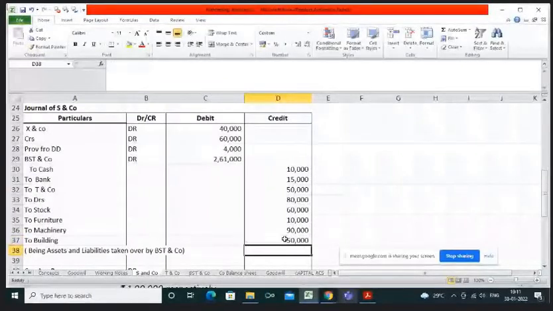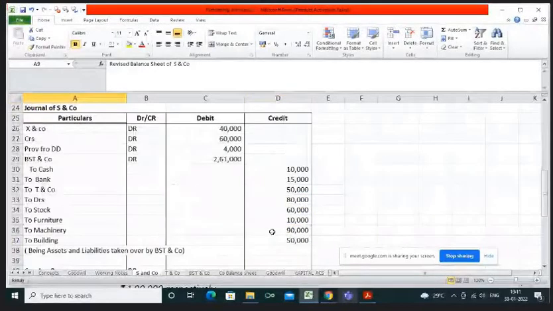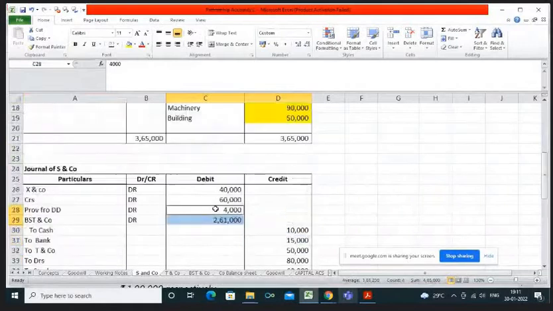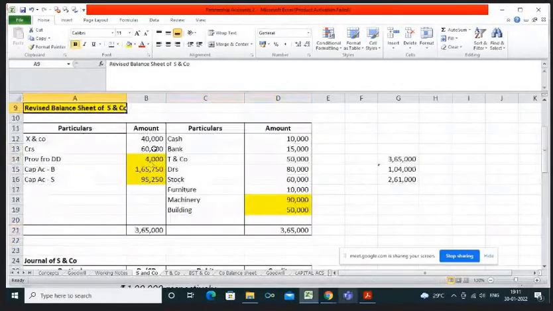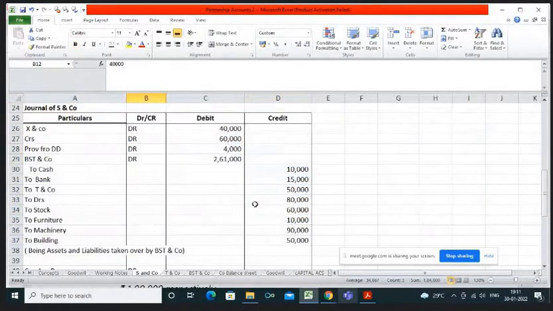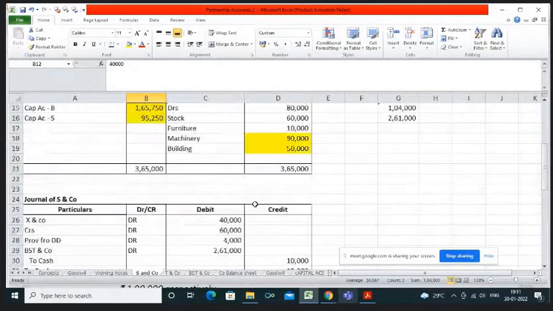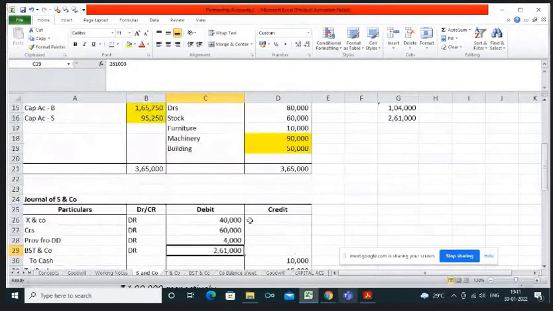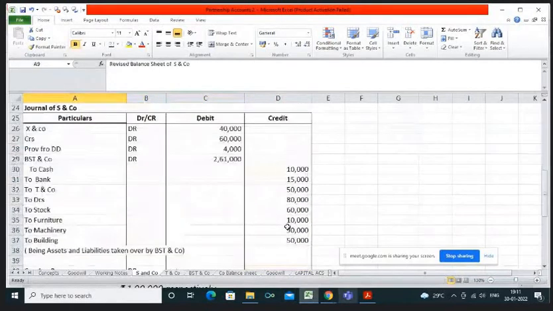Without preparing this revised balance sheet also, you can pass this journal entry, but you have to be careful with these 2 items and these 2 items. But if you have this revised balance sheet, you can blindly copy all these assets, all these liabilities. You can easily pass the journal entry. That's why I'm passing this journal entry so easily. I have this revised balance sheet with me. So it will be part of the working note. It will be very easy for you to pass the journal entry.